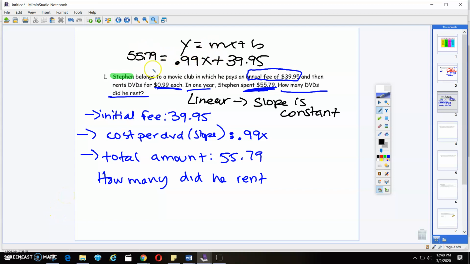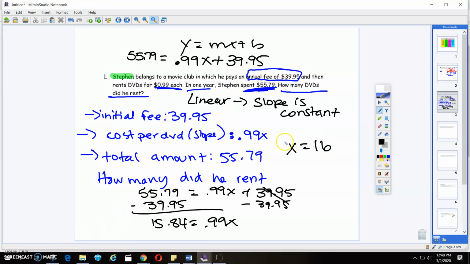Now, I want you to take a moment to actually solve this equation out. So you're telling me that it's going to be 16 because you subtracted 39.95 from both sides and then divided by 0.99. When you solve this, you got x equals 16. What does that x equals 16 represent? How many DVDs that he bought, or how many he rented.